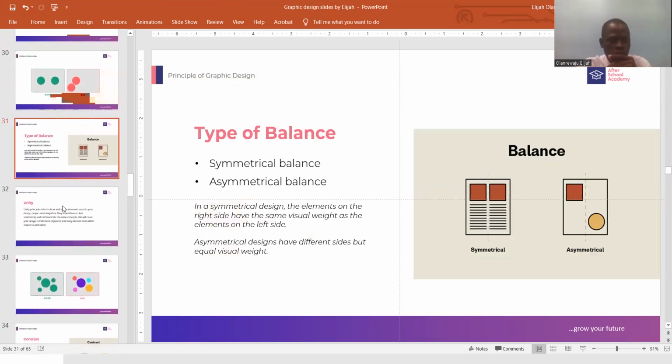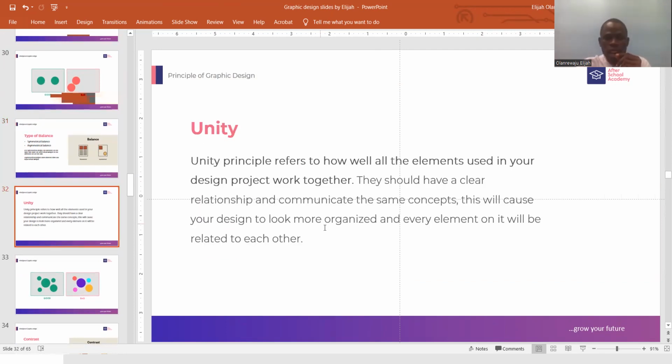You know why this thing is important? It's important because these are the things that you are going to be working with when you are designing. So as you are placing an image on your canvas, and you are placing your fonts, you are thinking of all these things, all these principles are coming to your head. So that is why it's important to master this.